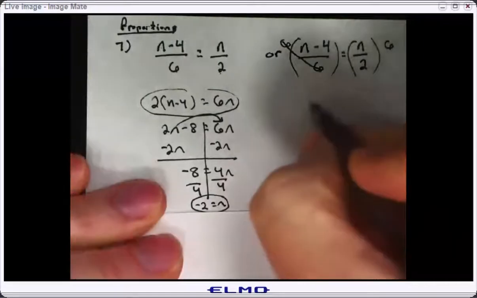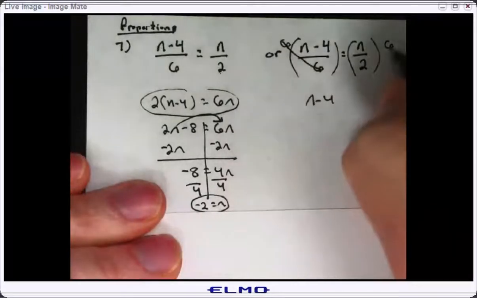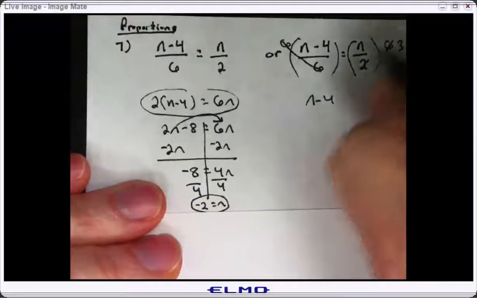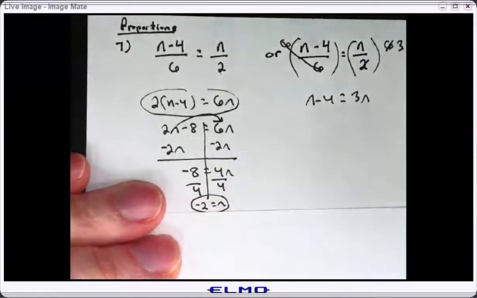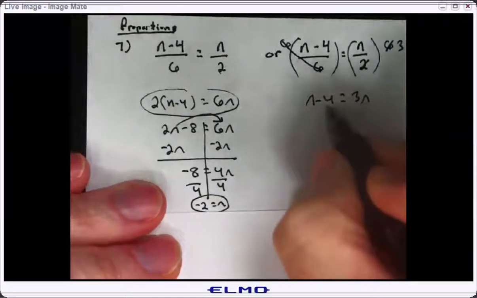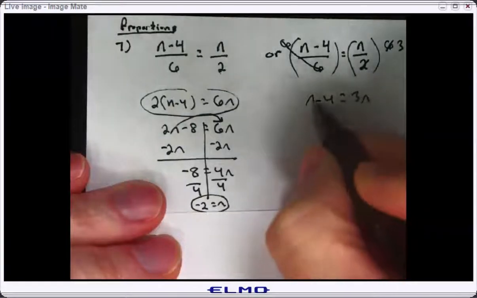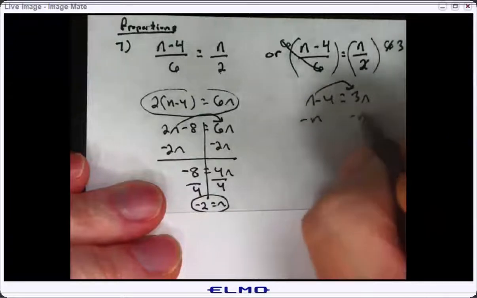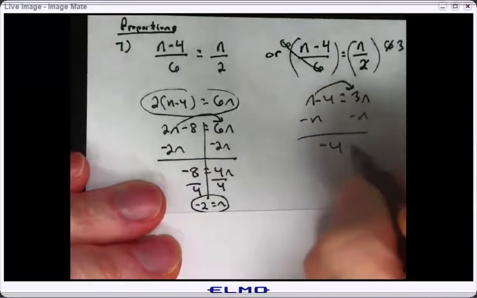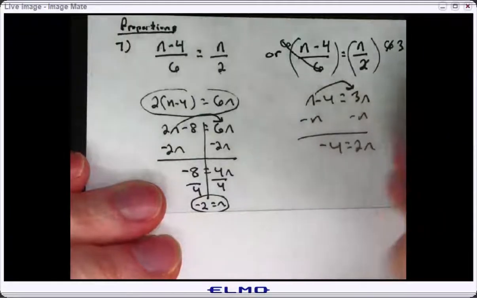If I multiply the left side by 6, these 6's cancel out and leave me with n minus 4. And 6 over 2 simplifies to 3 over 1. And 3 times n is 3n. Now, I have a variable on both sides, a constant only on one. So let's move this variable away from this lone constant by subtracting n from both sides. Gives you negative 4 equals 2n.